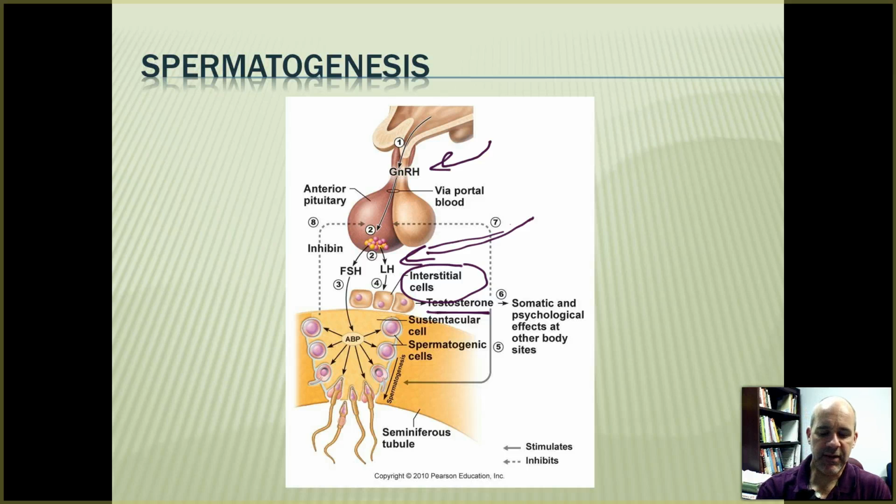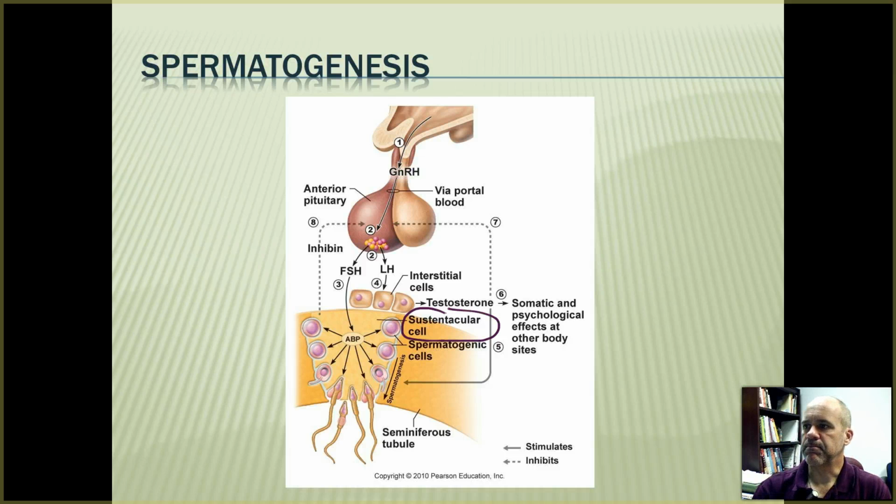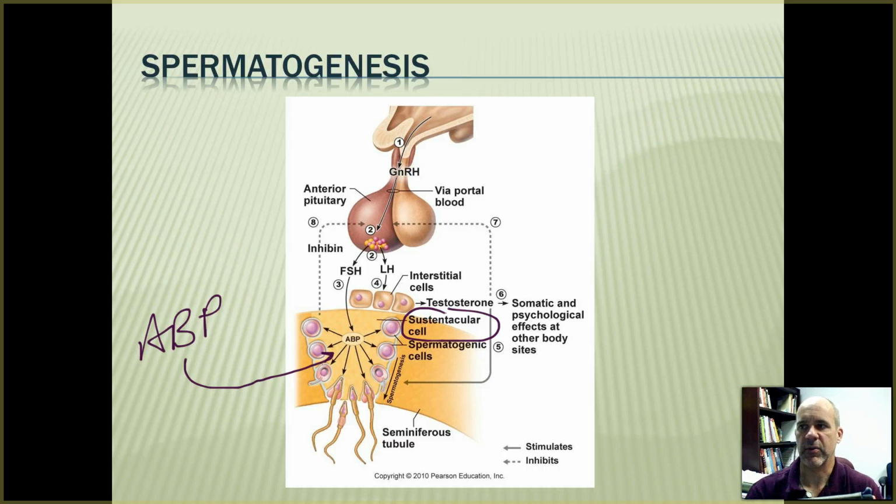All right, FSH, this part of the story is a little bit more difficult to grasp. FSH actually works on the sustentacular cells. Those are the target, and it stimulates those cells to make a protein called ABP, androgen binding protein. Testosterone is a type of androgen. Androgen refers to male sex hormone.